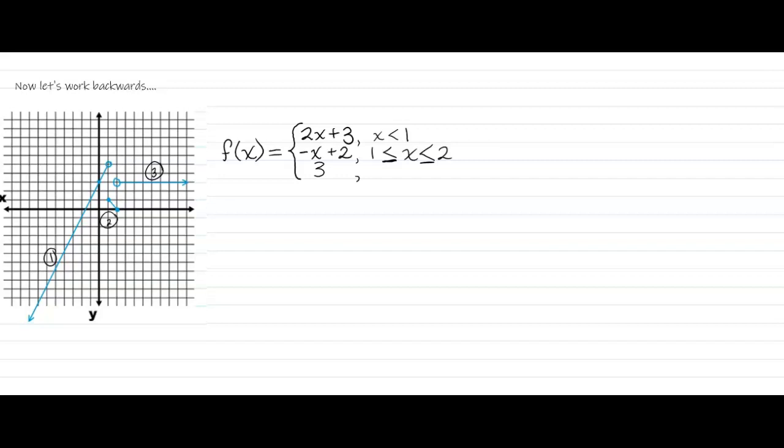And then finally, my third piece starts right here. This is when x equals 2 and goes on forever. So x is greater than 2. And that's how we work backwards to write the equation of a piecewise function.